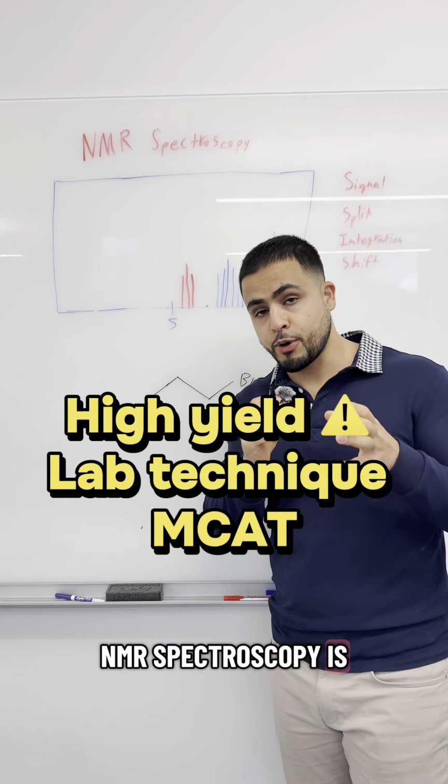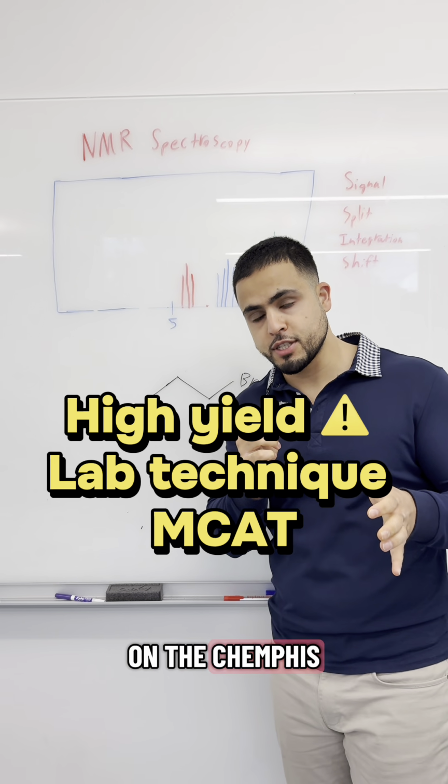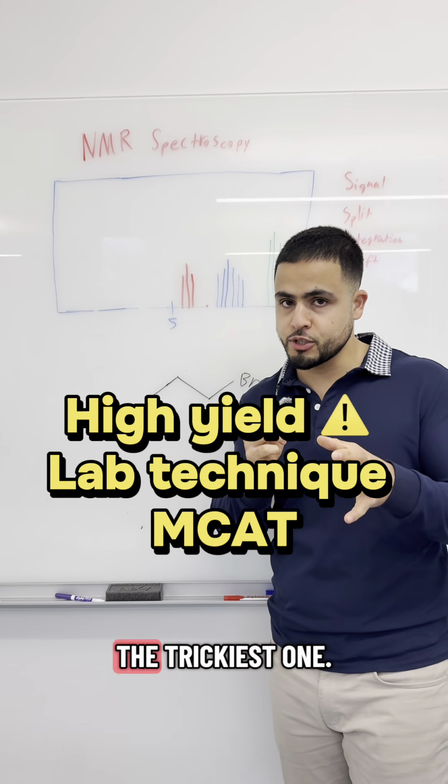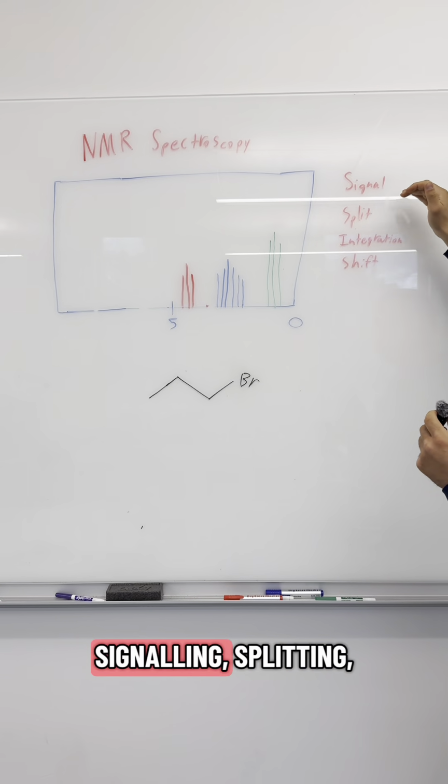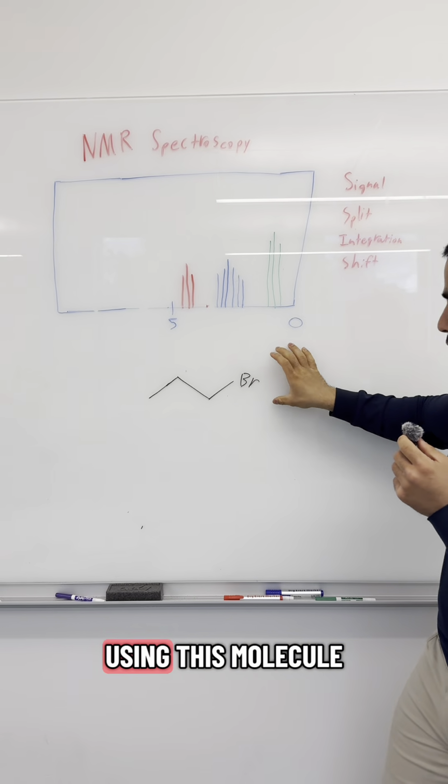NMR spectroscopy is perhaps the highest yield lab technique on the Chem-Phys section of the MCAT. It's also, unfortunately, the trickiest one. So let's go over the four major components of NMR spectroscopy: signaling, splitting, integration, and shift, using this molecule over here.